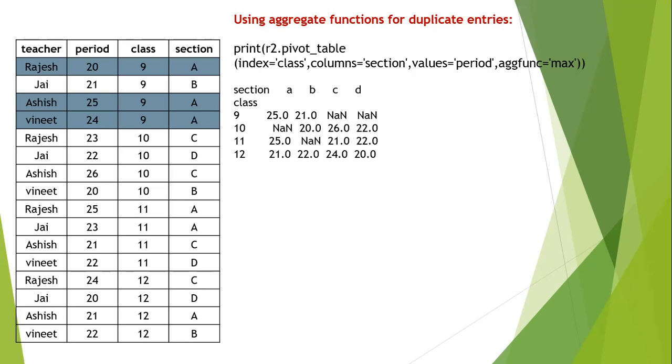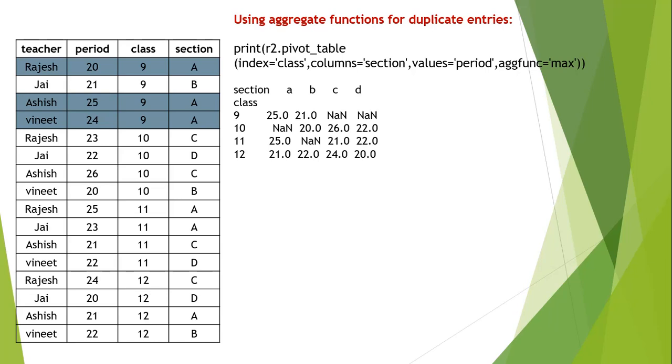Now for ninth class in section A, we are having 25.0 as the entry. Now why has it happened? Because for the duplicate entries in the table, we have the periods as 20, 25 and 24, and out of 20, 25 and 24, 25 was the max value. So it has taken 25.0 as the value here. You're getting it. Similarly, if there are multiple entries for other columns or rows also, it has taken the maximum of them and given a particular value.